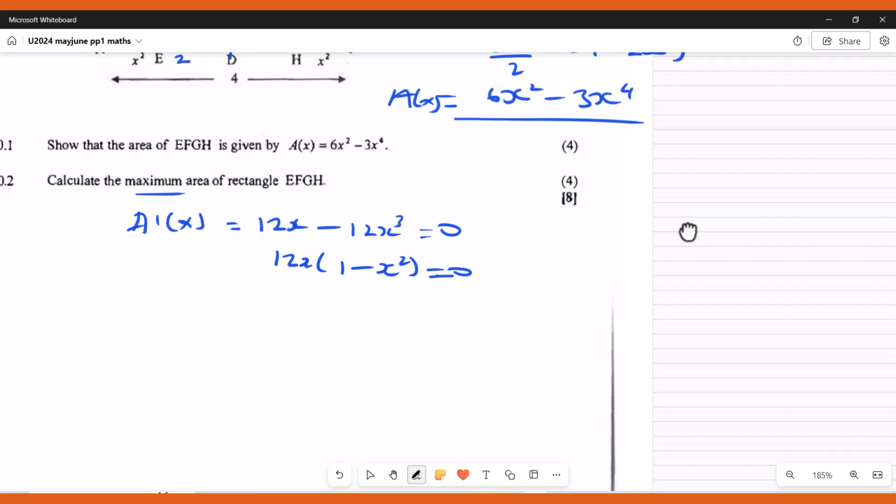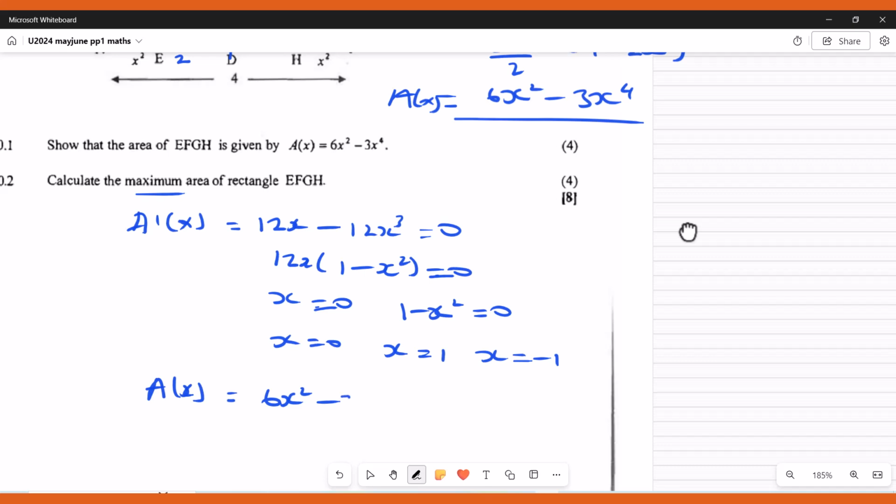Now because of the 0, it means either x equals 0 or the bracket, which is 1 minus x squared, equals 0. So here I get either x equals 0, or x equals 1, or x equals -1. Now if I use 0 in my expression for the area, which in terms of x is given by 6x squared minus 3x power 4, I'm going to get 0 area. That can't be the maximum.